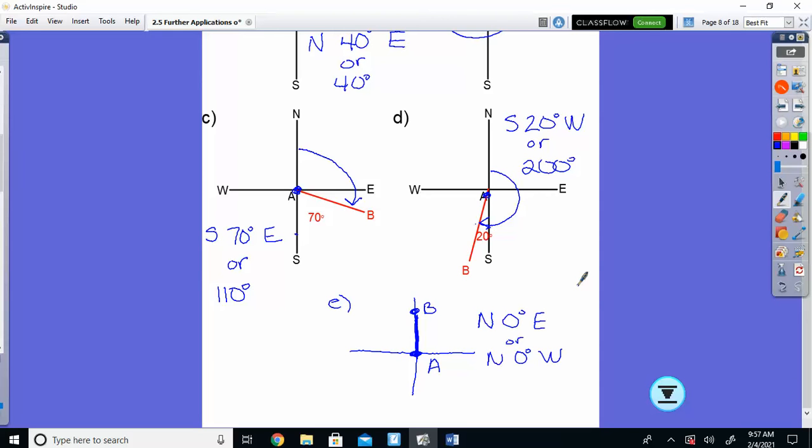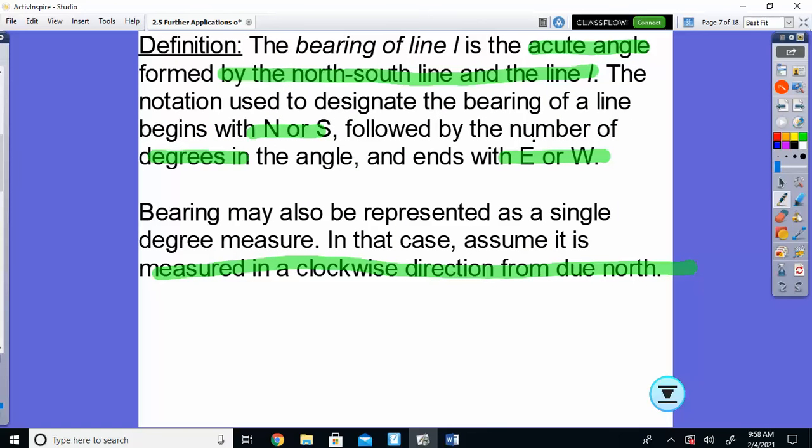If I were doing the second notation, how many degrees from due north is it? 0. So that's the second notation. Typically, I'm not going to care. You're going to have one book problem that says give the two notations. So you would have to do one of the northeast or northwest ones, one of those, and then the 0 degrees. Okay. Any other questions?